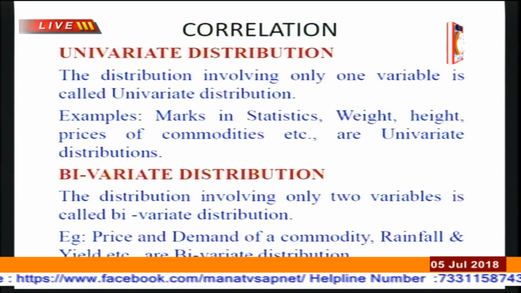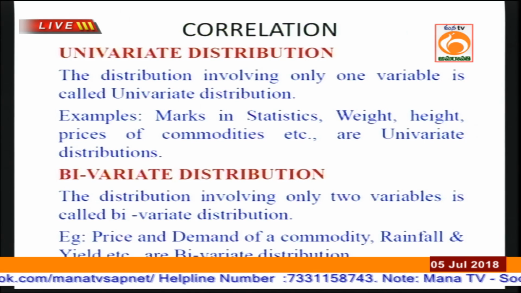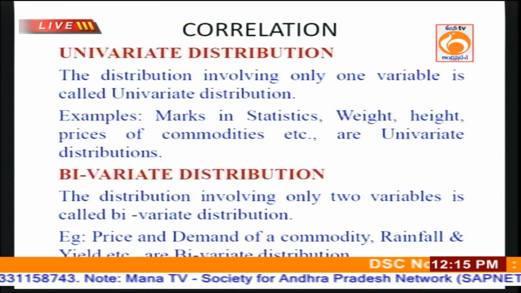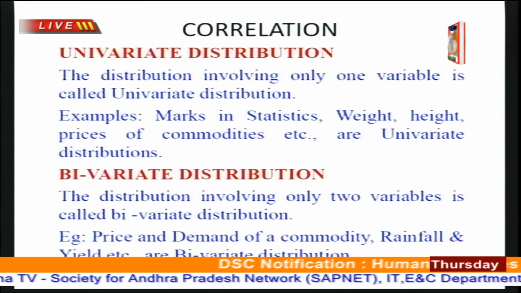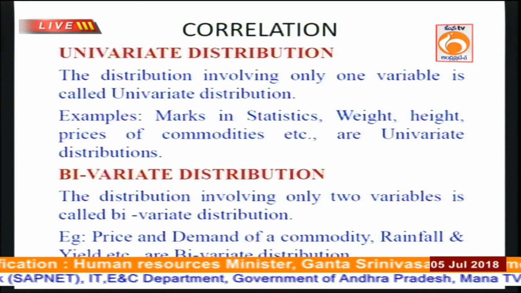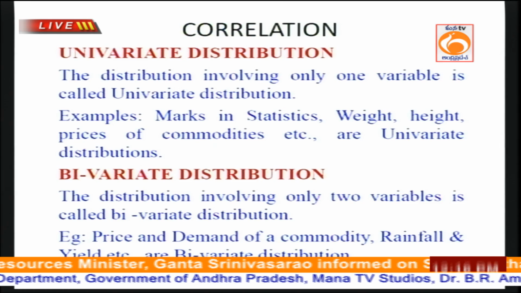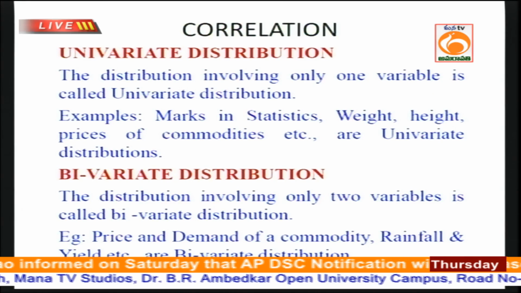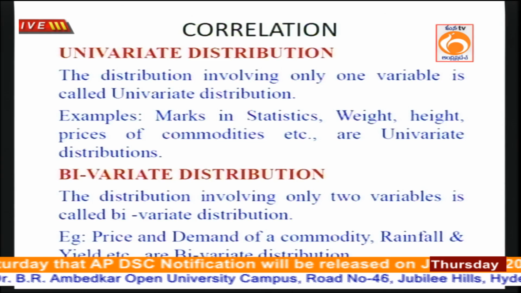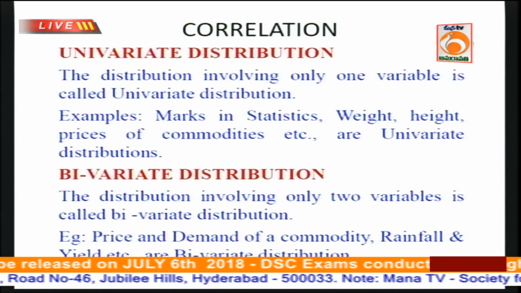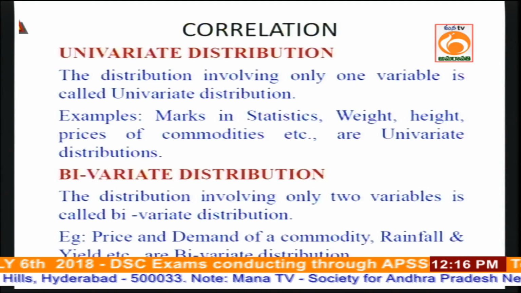Bivariate distribution is another very important one. The distribution involving two variables is called bivariate distribution. Examples: price and demand of a commodity, rainfall and yield, etc. Here price and demand of a commodity, or rainfall and yield, may be related or may not be related. To study the relationship between two variables, we require bivariate distributions.